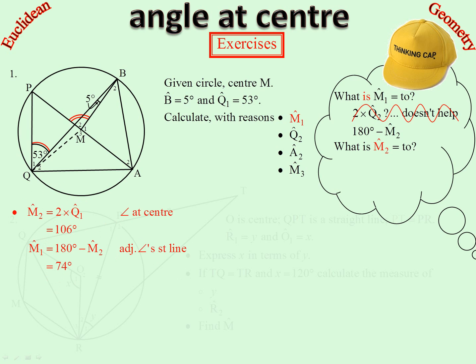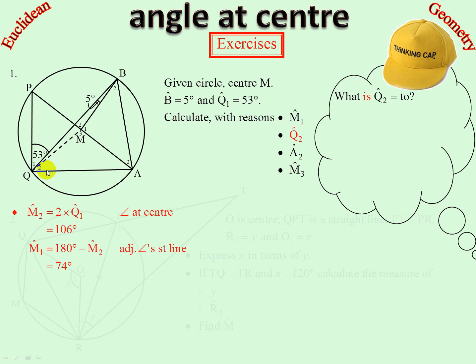It's useful doing these with reasons because after in a little while you'll be doing riders, which are geometric problems where you have to prove things and give reasons, and those are quite rigorous. So let's get used to it here. Next one, we need to find Q2. So we say, well, what is Q2 equal to? Q2, what is Q2 equal to?